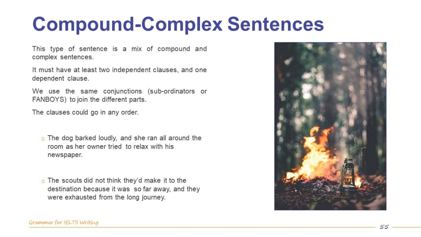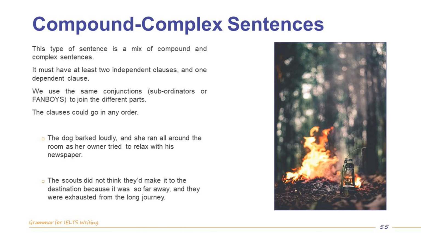As the name suggests, this type of sentence is a mix of compound and complex sentences. It must have at least two independent clauses and one dependent clause, meaning it has at least three clauses. We use the same conjunctions, subordinators or your fanboy coordinating conjunctions, to join the different parts. However, the clauses could go in any order. Here we can see two examples.